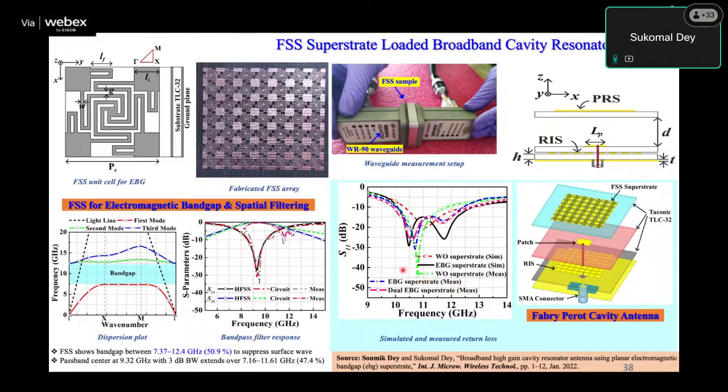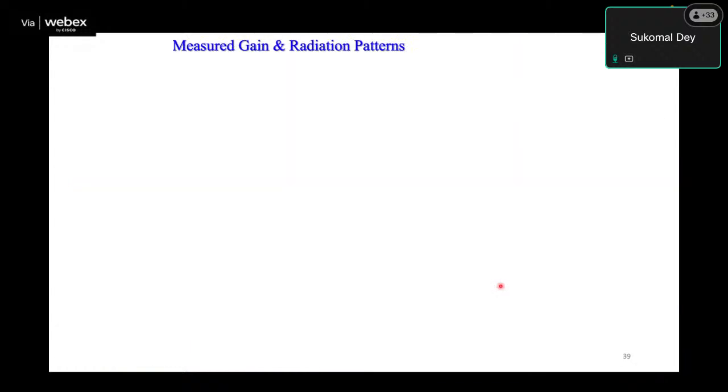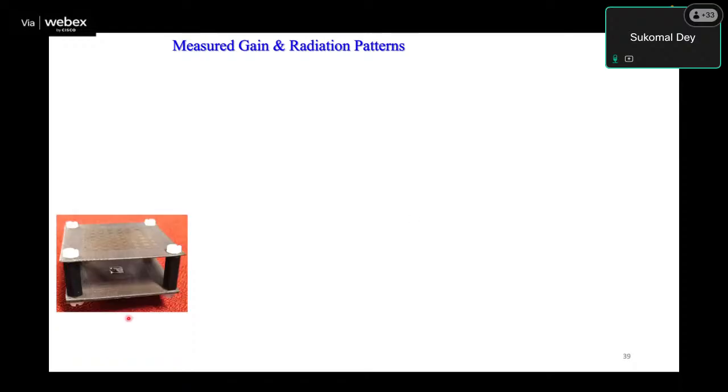Now look at the beauty of the structure. We have seen it in multiple combinations. You can see without superstrate, with superstrate. Here, dual EBG superstrate, the red color, you can see the red color, exactly gives you the better performance compared to the others.